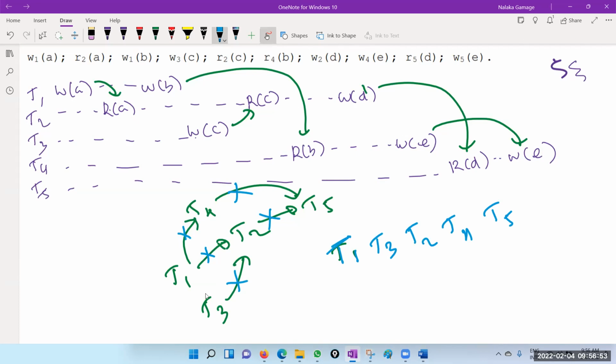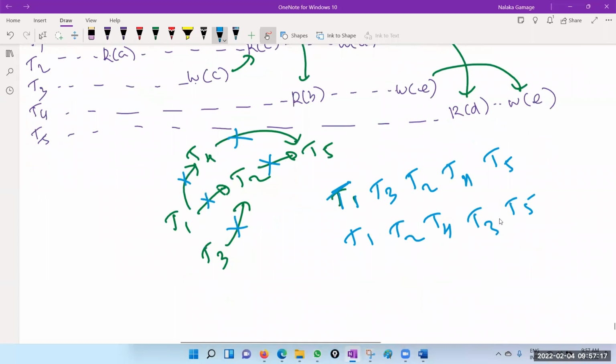I can start with T3, right? So I will just write another one. Say T1, then I can go for T2, T4, or T4, T2, right? T2, T4. Then now I can go for T3. Now I can go for T5. So that is another possibility. Likewise, there are some other possibilities as well.